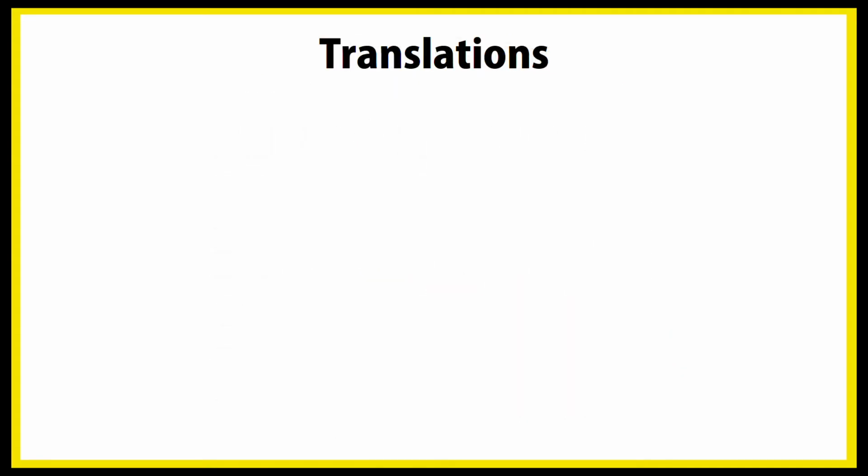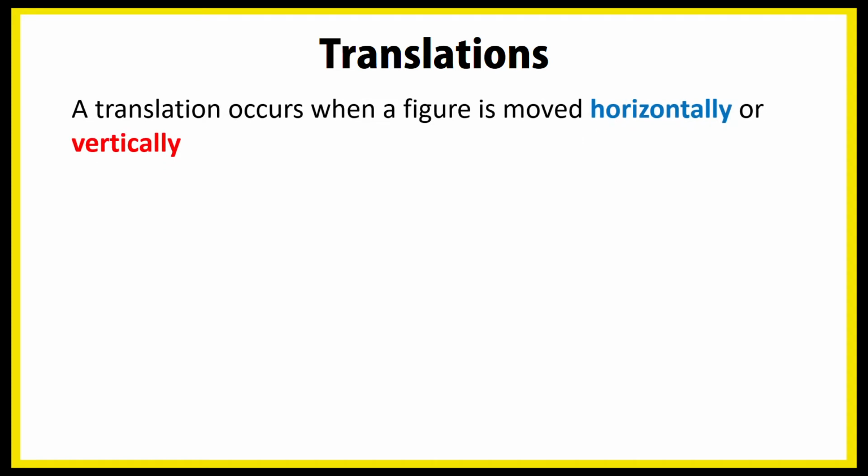Okay, so the first thing you need to know is that a translation only occurs when a figure is moved horizontally or vertically. So if you want to think about something moving diagonally, it would move up and to the right or up and to the left. So it never moves diagonally, it moves up and down, and it moves left and right. It might look like it's moved diagonally, but it's actually just moved up and then to the left, for example.